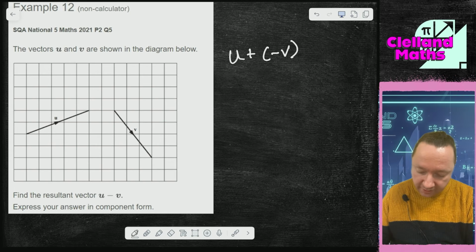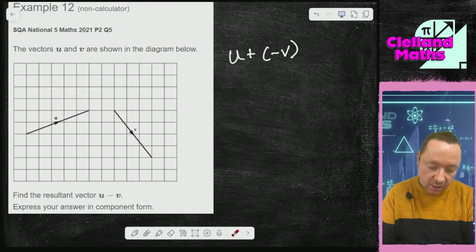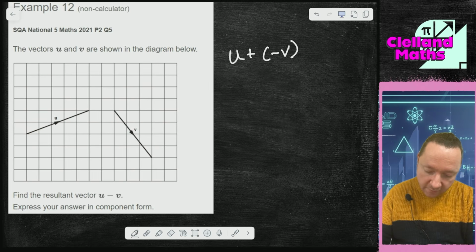Now what is minus V? It is just this vector, but in the opposite direction. So starting here and going that way is minus V. And when you add vectors, you do your first one, and then you add your other one on to the end. So I'm going to be going that way because I'm going in the opposite direction. So let me just do that then.